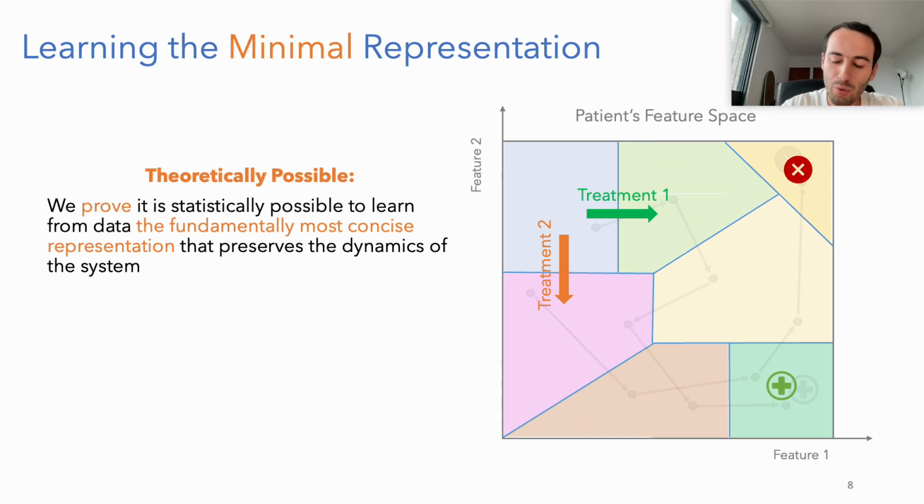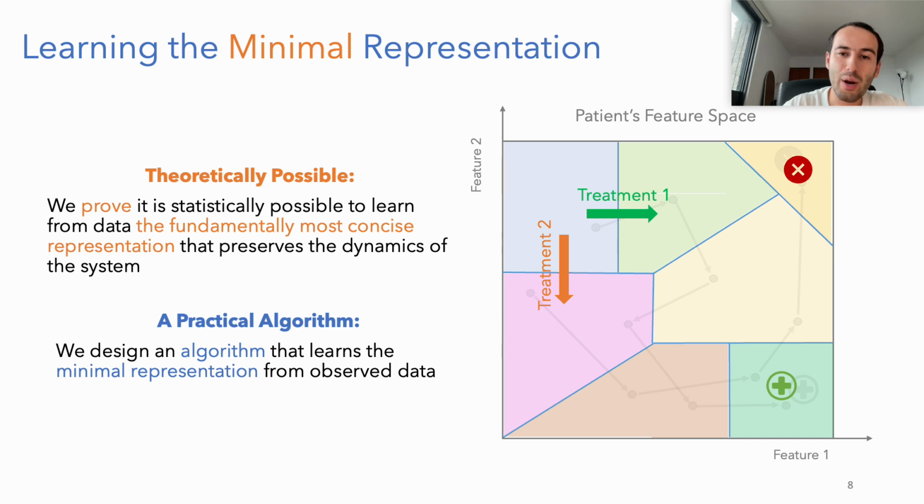In our work, we formalize rigorously this notion of a minimal representation, and prove theoretically that it is possible to learn the most concise representation of a dynamic system solely from observing transition data. In particular, we introduce a practical algorithm that learns this concise representation from data, therefore providing interpretability to complex dynamic systems. This is our talk.